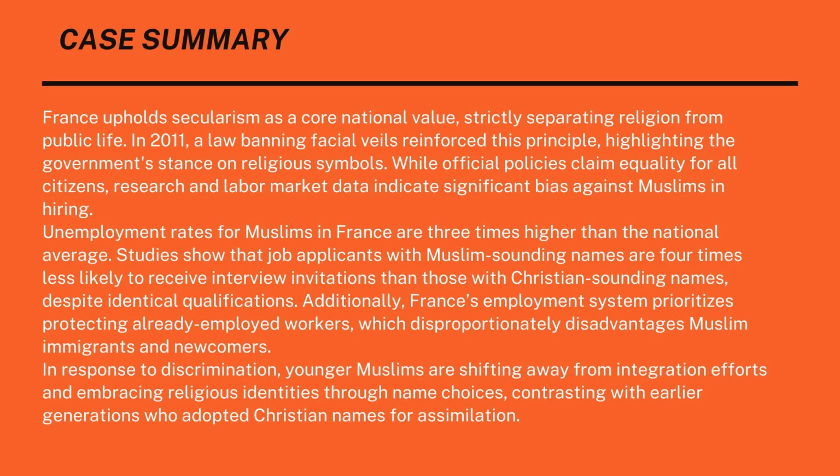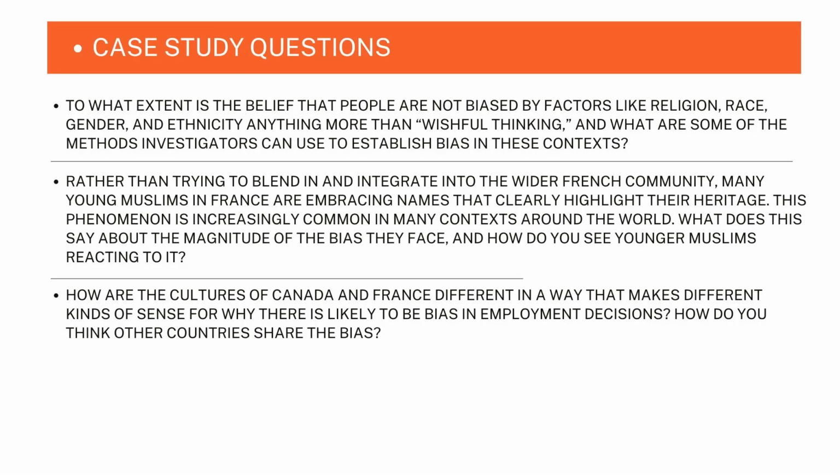So here's the first case study question. To what extent is the belief that people are biased by factors like religion, race, gender, and ethnicity anything more than wishful thinking, and what are some of the methods investigators can use to establish bias in this context?